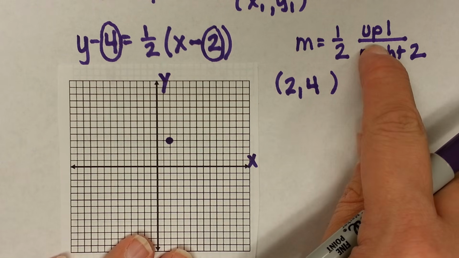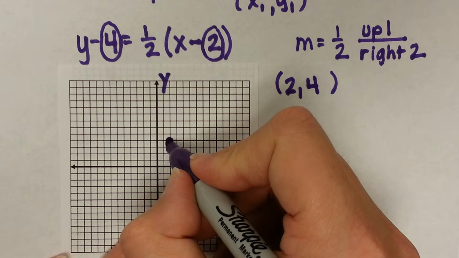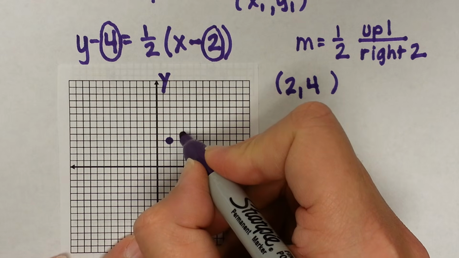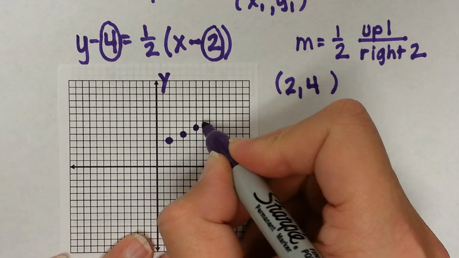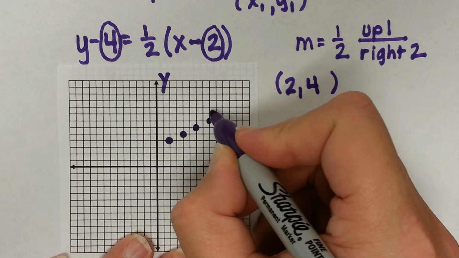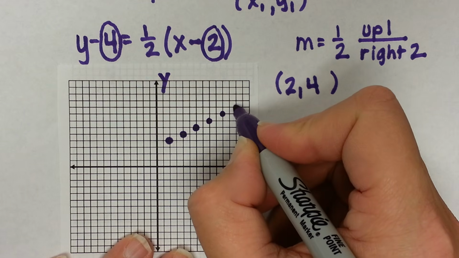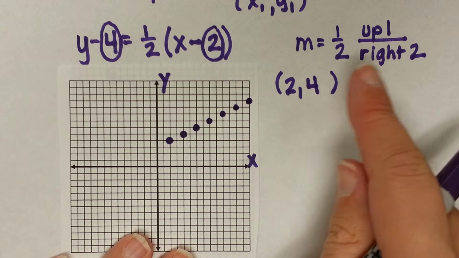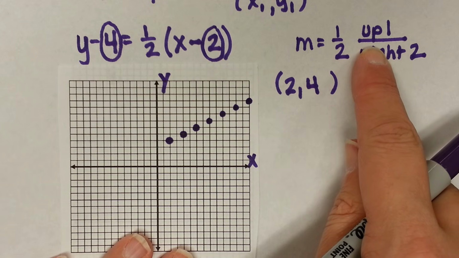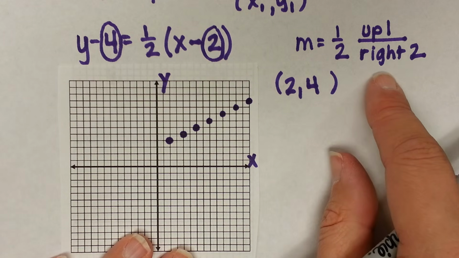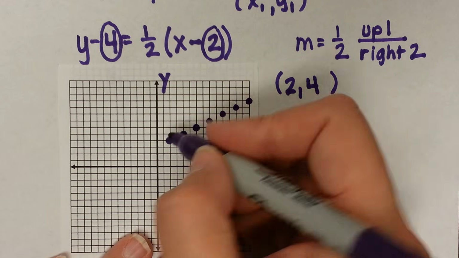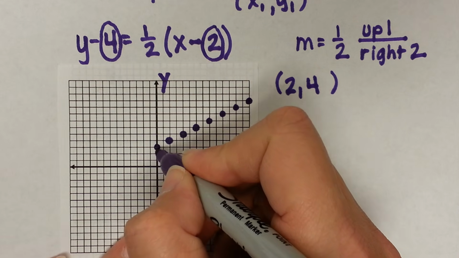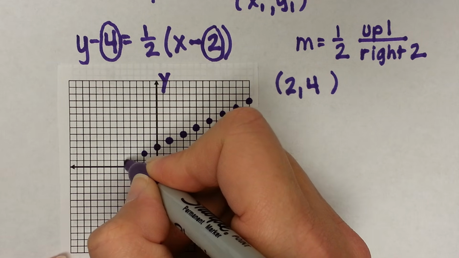Next, we're going to go up 1 and to the right 2. So up 1, right 2, up 1, right 2, up 1, right 2. And you could continue doing that until you get all the way to the edge of your graph. Remember, to go in the opposite direction, we're going to go down 1 and to the left 2. So down 1, left 2. So we just continue the pattern in the opposite direction.